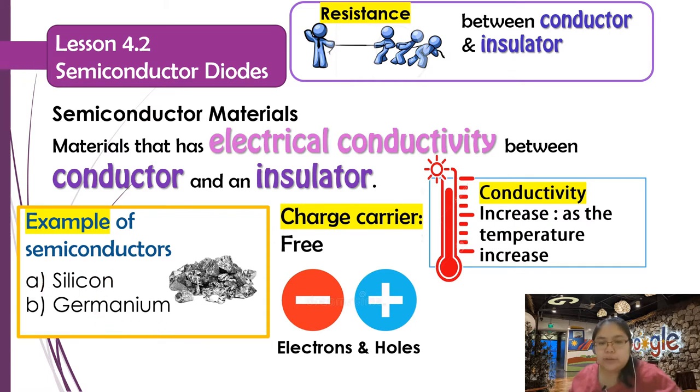Let's see the next one, the charge carriers. The charge carriers for the semiconductor depend on the electron and also the hole. The hole is a positive charge, and the electron is a negative charge. Then we go to conductivity. Conductivity means conducting electricity. The semiconductor can conduct electricity when the temperature increases. The last one is resistance. Resistance for the semiconductor is also in the middle, between the conductor and the insulator.